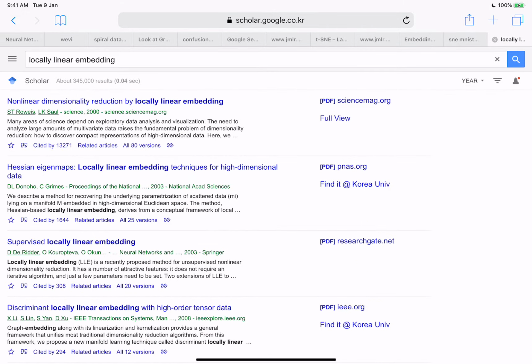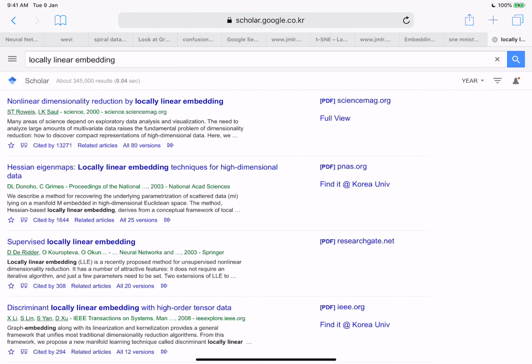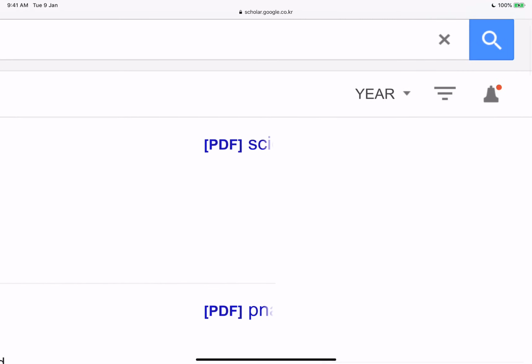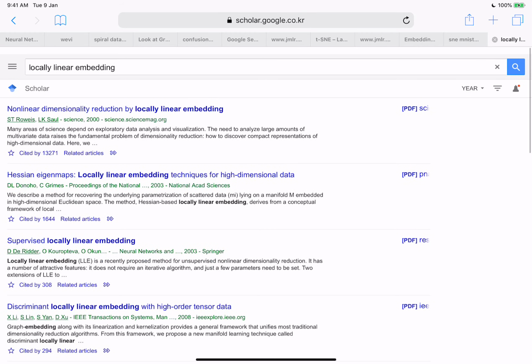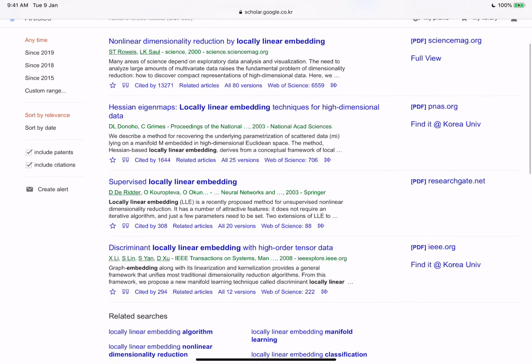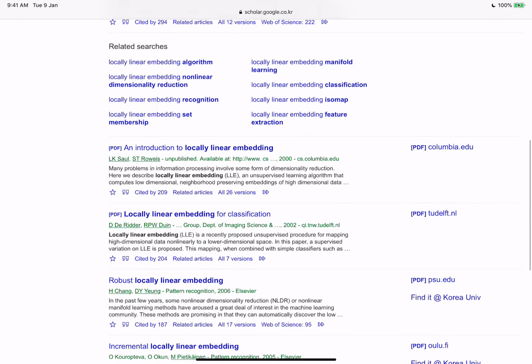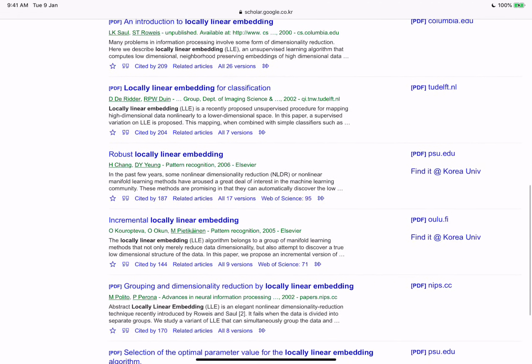So it has tons of citations, right? 13,000. That was locally linear embedding, and it was published in Science. And then it was also published in different venues with almost the same algorithm.